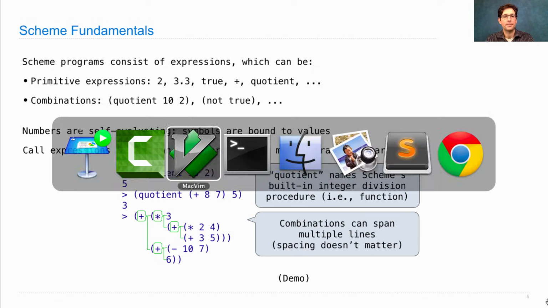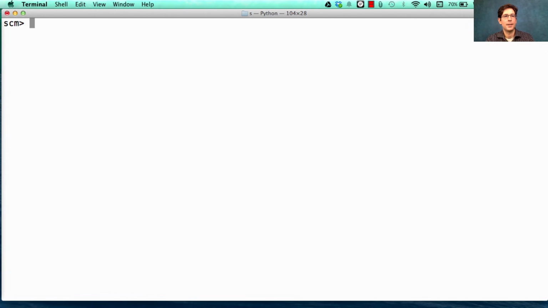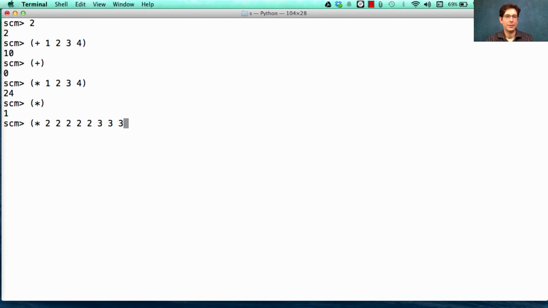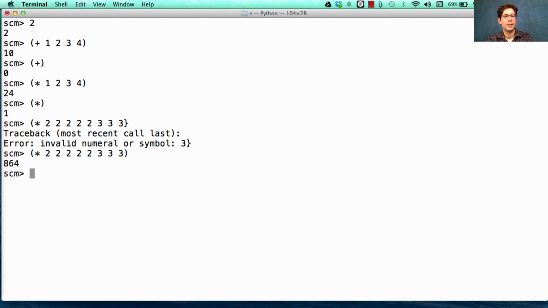Let's do some more demonstrations. Here's a Scheme prompt. I can evaluate 2. I can evaluate the sum of 1, 2, 3, and 4 is 10. What happens if I add together nothing at all, do you think? 0. I can multiply 1, 2, 3, and 4 to get 24, or I could multiply together nothing at all. 1. Okay, so I can multiply together 2 and 2 and 2 and 2 and 3 and 3 and 3. To get 864.